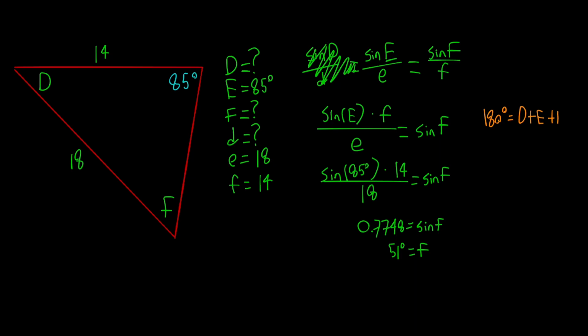So now we're going to write a little bit beside it that 180 is D plus E plus F. So here that's going to give me 180 degrees is D plus 85 degrees plus 51 degrees. Or 180 degrees is equal to D plus, it's going to be 136 degrees. This gives me a final answer of 44 degrees is equal to D.